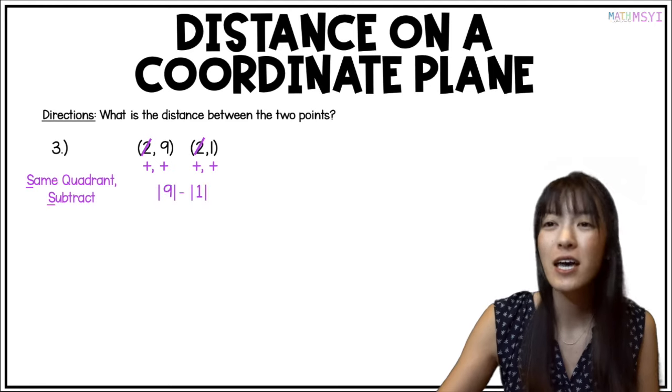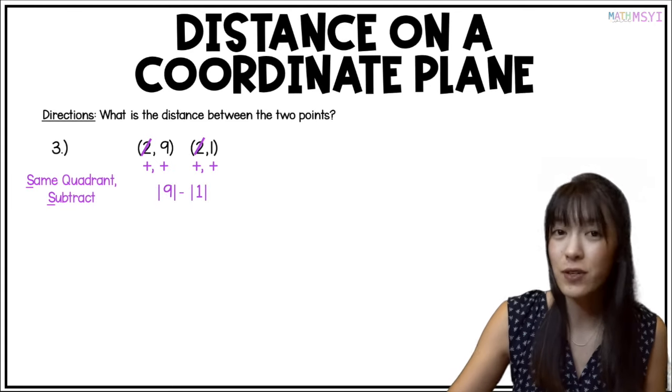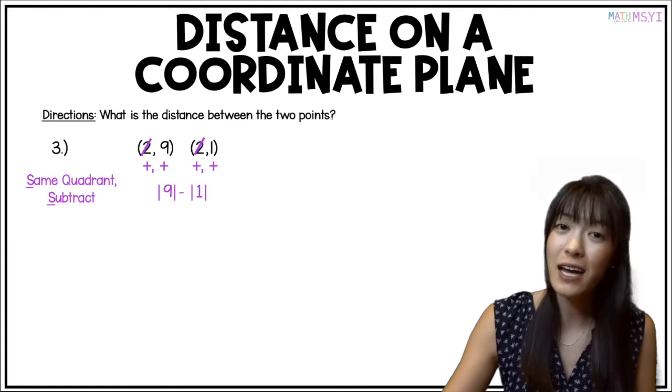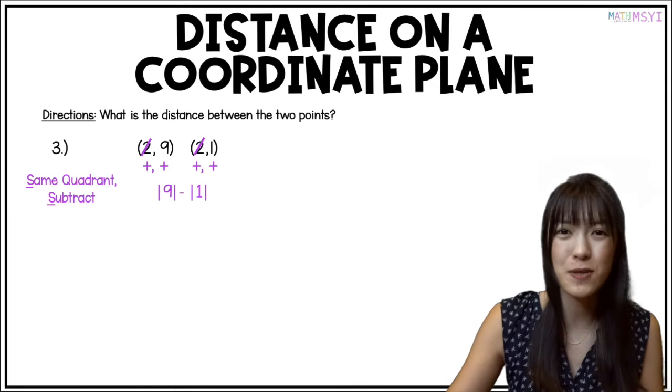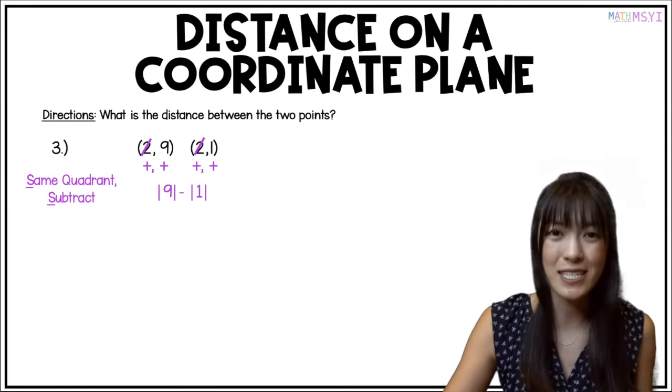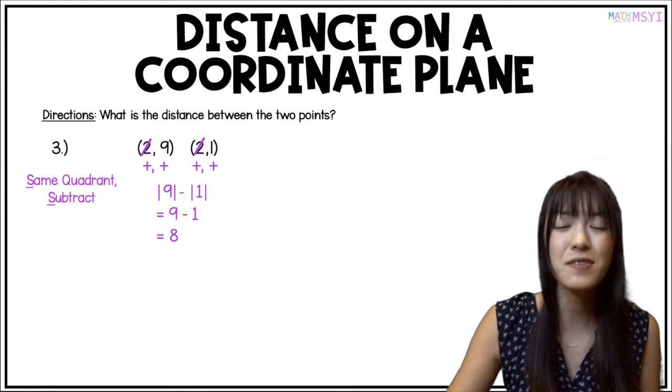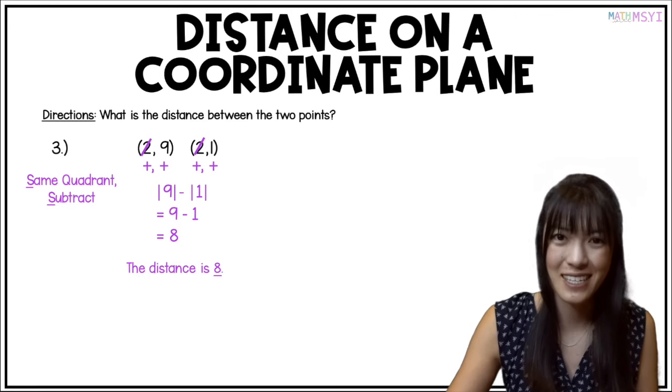Same, subtract. Take the absolute value of your different axes. So I have the absolute value of 9 and the absolute value of 1, and I'm subtracting those. That gives me a distance of 8.